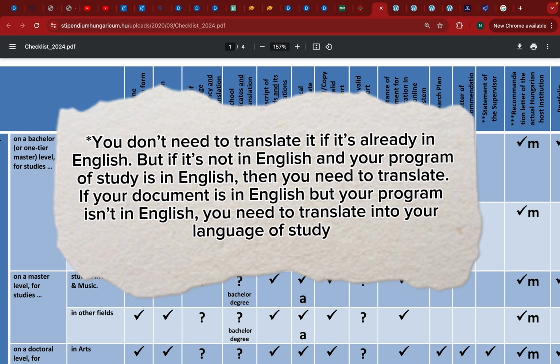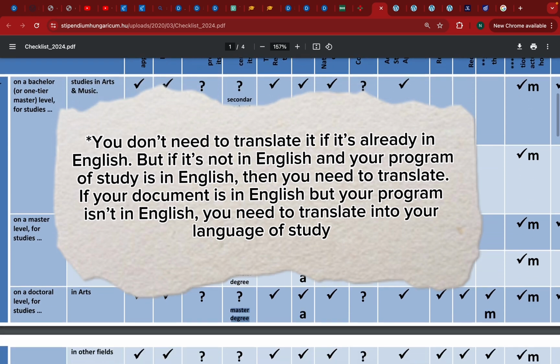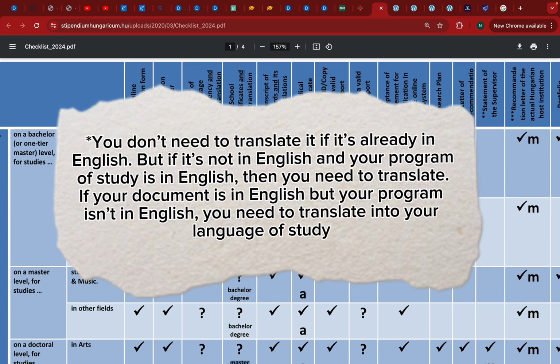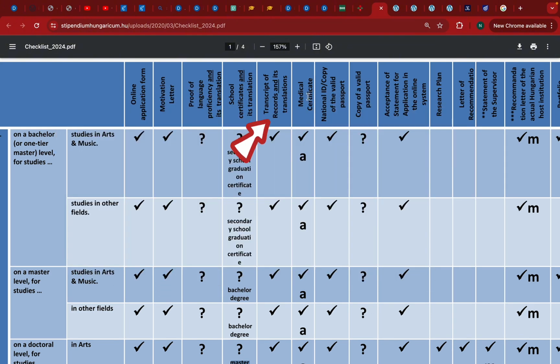So if your program that you are going to study is in English, you'd have to translate it into English or Hungarian. The next thing is the transcript, and transcript checks at all levels. So for bachelor's, master's and doctoral level, you need a transcript and you have to upload it until 15th January. The next one is the medical certificate, and it has the symbol. That means that you have to upload it until 15th April.